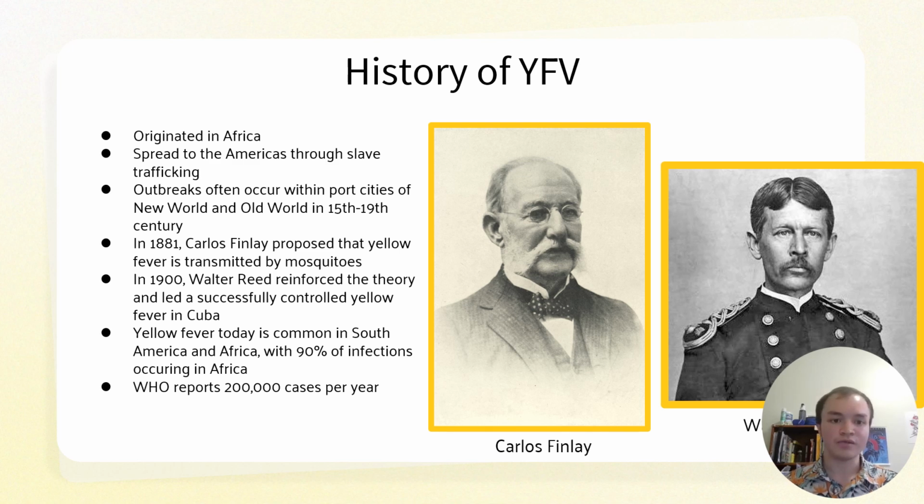where outbreaks would often occur in port cities of the New World and the Old World within the 15th to the 19th century, with the first definite outbreak of yellow fever in the New World being in 1647 on the island of Barbados, and in North America there was an outbreak of the virus in 1699 in Philadelphia, and New Orleans would have numerous epidemics with the virus during the 19th century.